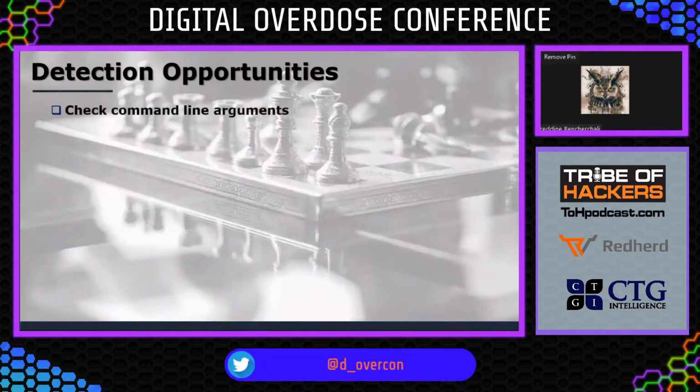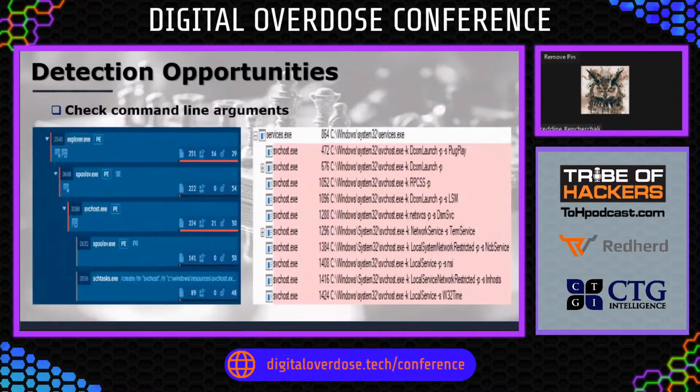Next, check the command line arguments. So if we take a little example here, we have the svchost process. On the left-hand side, we have a screenshot from an ANY.RUN sandbox run of a malware sample executing svchost. On the right-hand side, we have a screenshot from a Windows machine executing svchost.